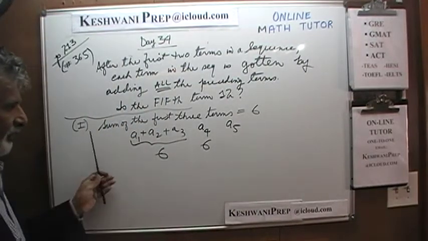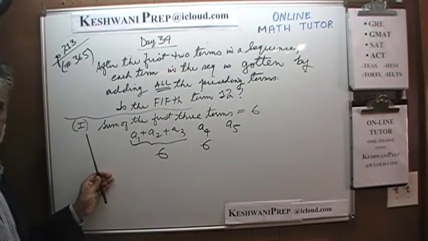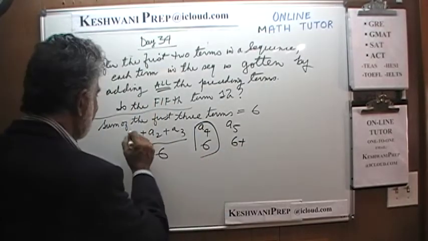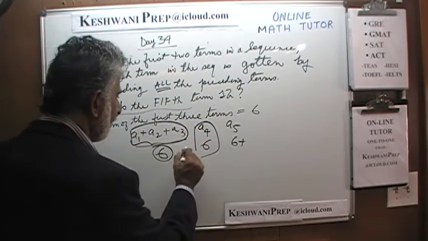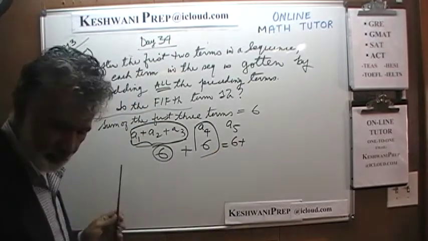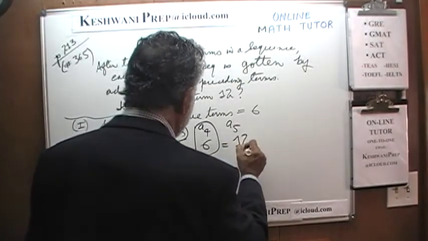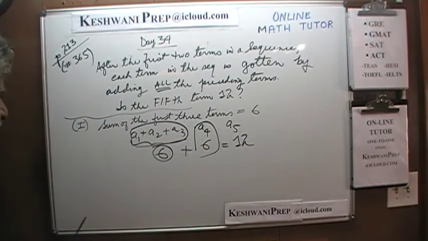Fifth term, you simply add up all the previous four terms. But we know A4 is 6, and we know the sum of the first three is 6. Voila! I shouldn't have written it like this. And therefore, A5, the fifth term, must be 12. Which means the first statement does the job beautifully in answering the question, is the fifth term 12?